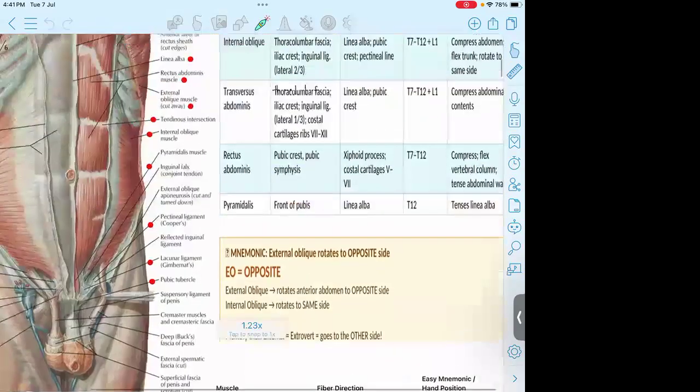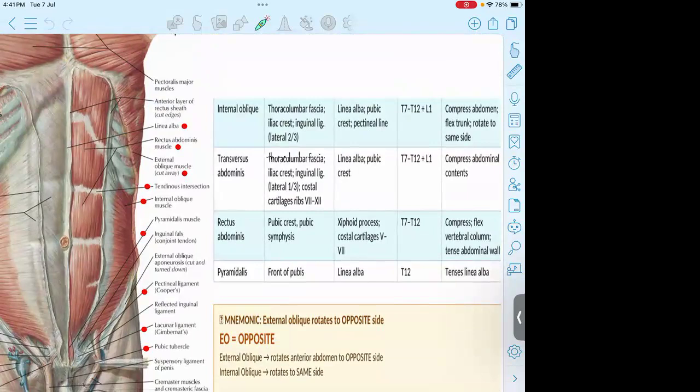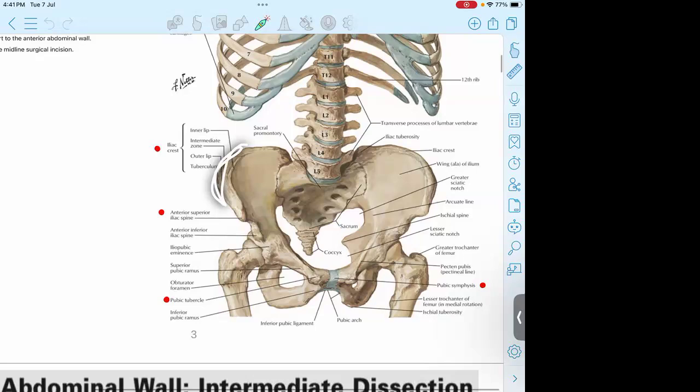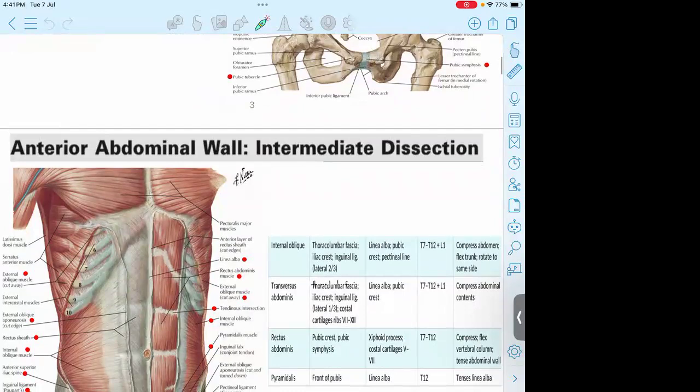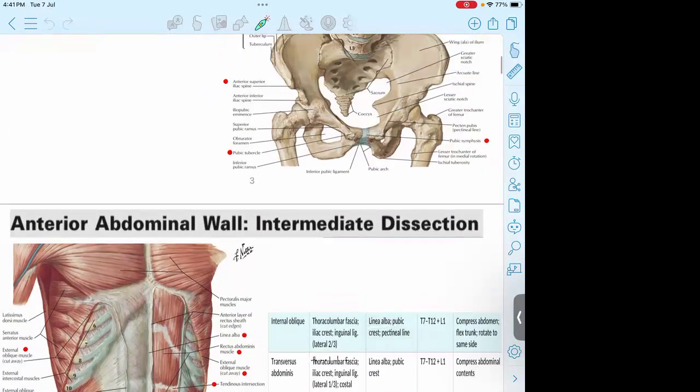Now come to its origin and insertion. Internal oblique muscle origin is the thoracolumbar fascia, iliac crest, and the inguinal ligament, lateral two-thirds. Okay, so here iliac crest and inguinal ligament, and here thoracolumbar fascia. Then it inserts into linea alba, pubic crest, and pectineal line. Okay, here pubic crest, and here pectineal line.